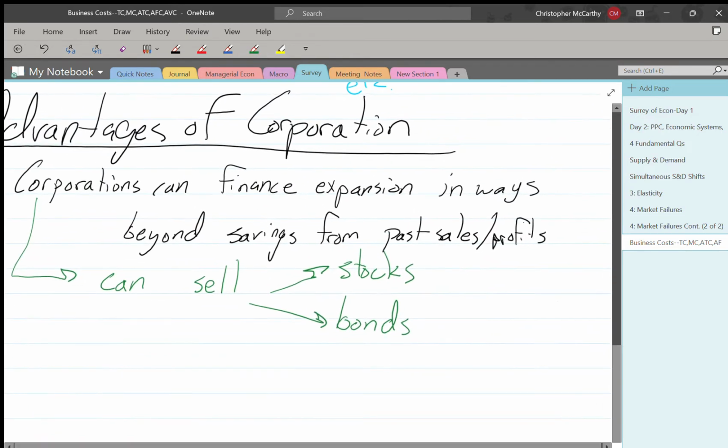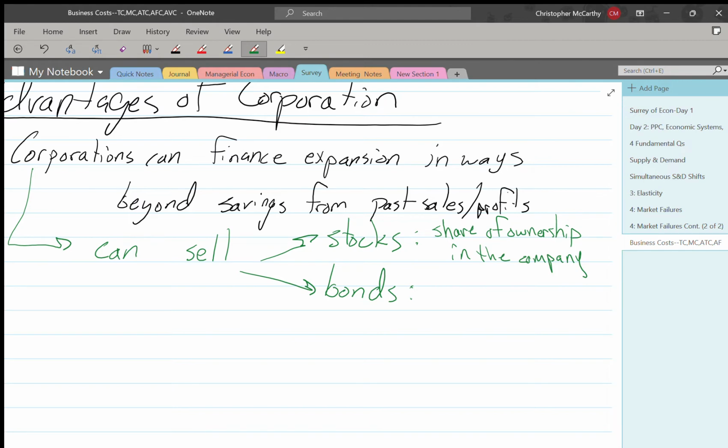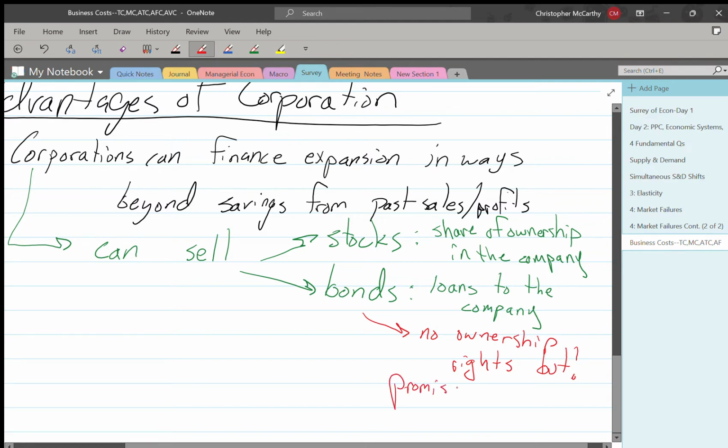Right? Where stocks represent a share of ownership in the company. So you're able to vote and you get some dividends. But at the end of the day, the return on stocks really has to do with reselling it. Few stocks actually produce a lot of money in terms of their dividends, their yearly payments. Whereas bonds are loans. So bonds have no ownership rights. But they are promised fixed payments.